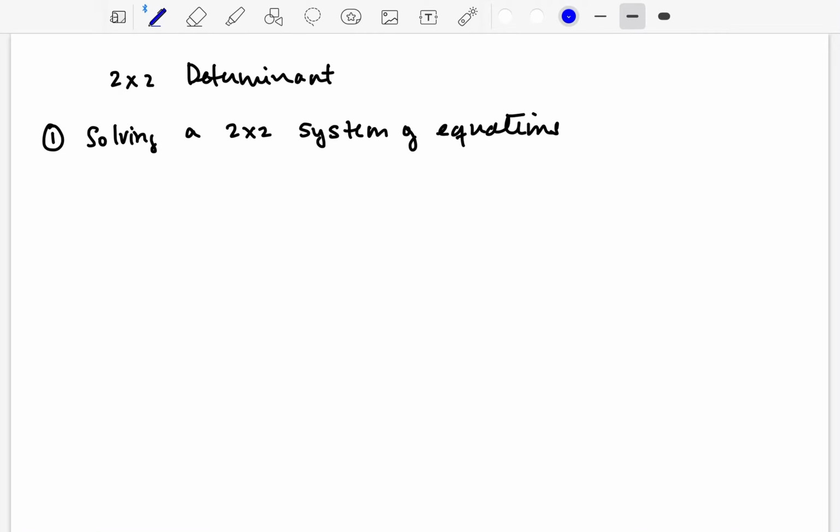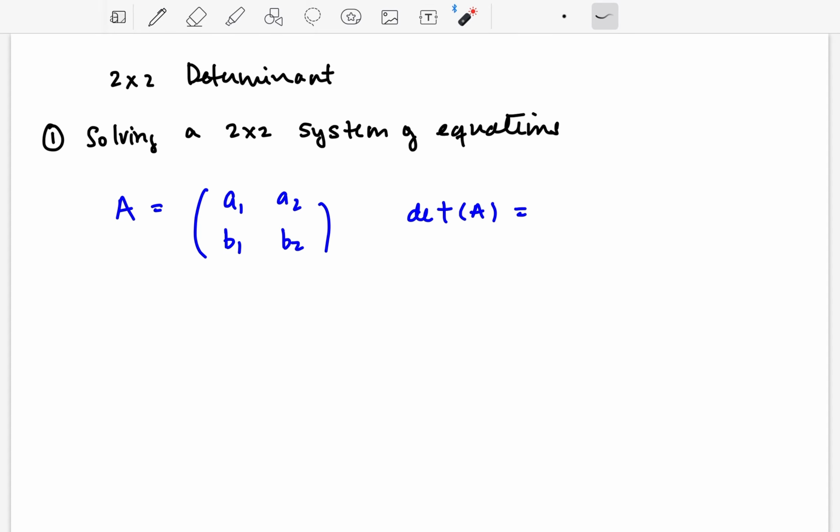All right, so I wanted to record a short video to show you where the formula for the determinant comes from, like the 2 by 2 determinant. It comes from solving a 2 by 2 system of equations. Let me remind you, if you have a matrix, let's say A is equal to A1, A2, B1, B2, then the determinant of A is equal to, and we cross multiply, A1 B2 minus A2 B1.